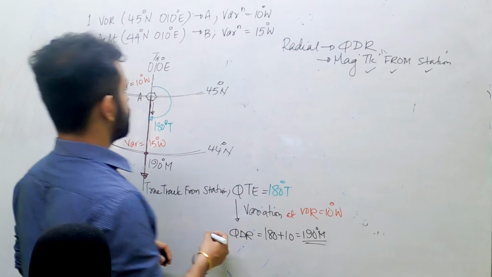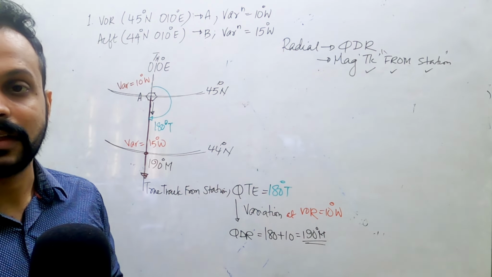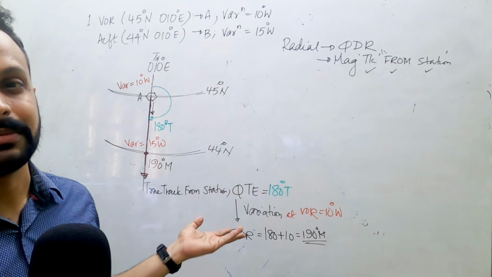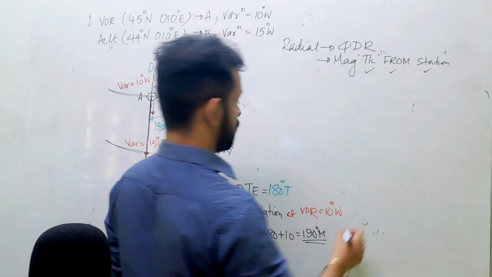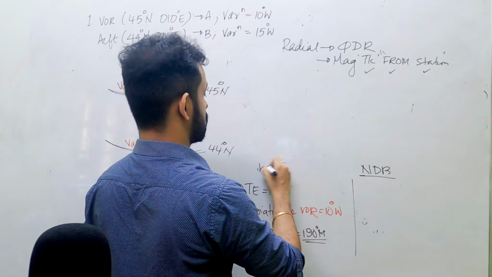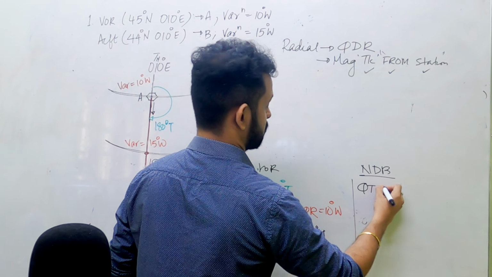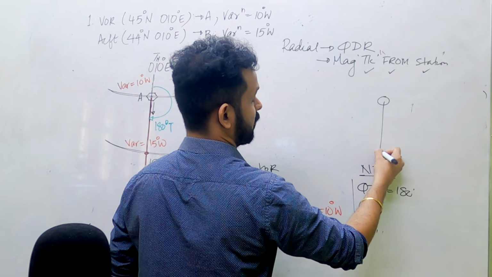So let's see here. If it is an NDB, there is no concept of radial, but basically we are trying to find out the aircraft's QDR, which is the same thing as radial. You don't call it a radial in case of an NDB. So in case of an NDB based system, this is the VOR. The QTE is still the same. 180 degrees, you have the NDB here, you have the aircraft here.